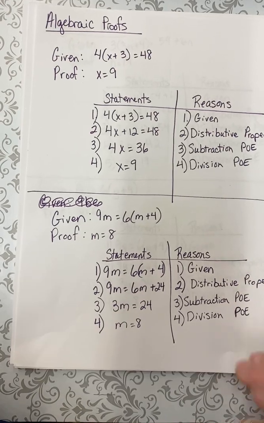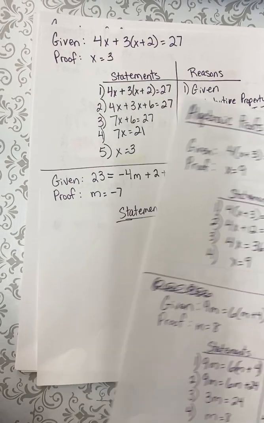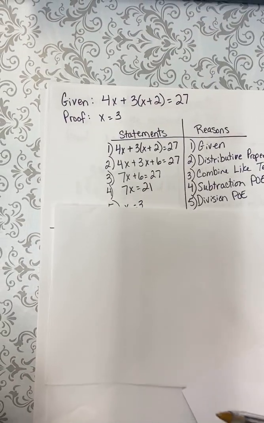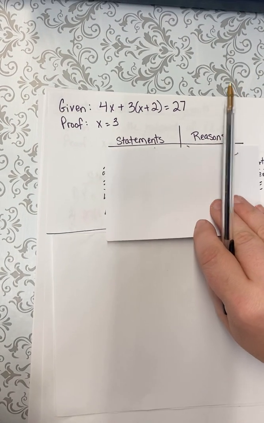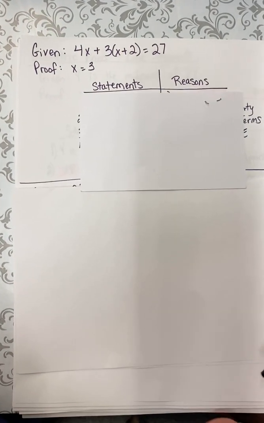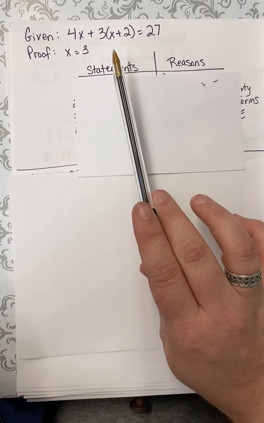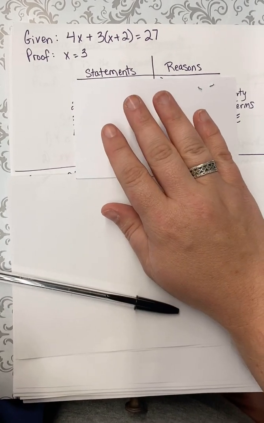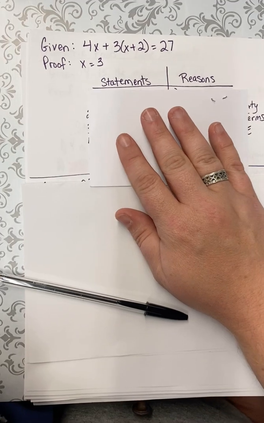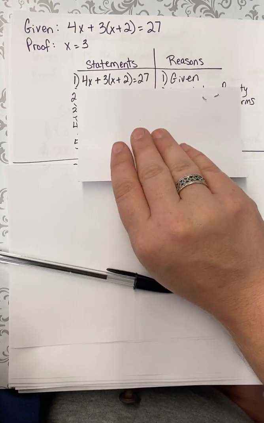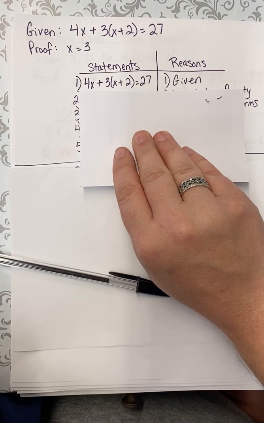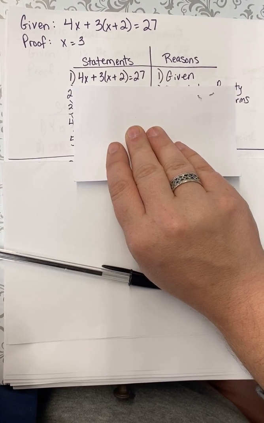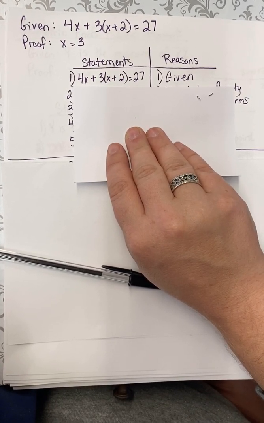Let's see if I can find one that's a little bit more complicated. Oh, here's one. This one right here, this is the way you would get this. You would start it off with our given, our proof, and our 2-column proof. So number 1, we always start off with our given. Our given is 4x plus 3 times x plus 2 equals 27. And our reason is that it is given.